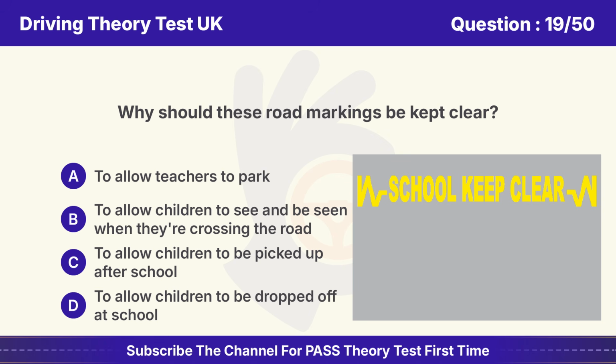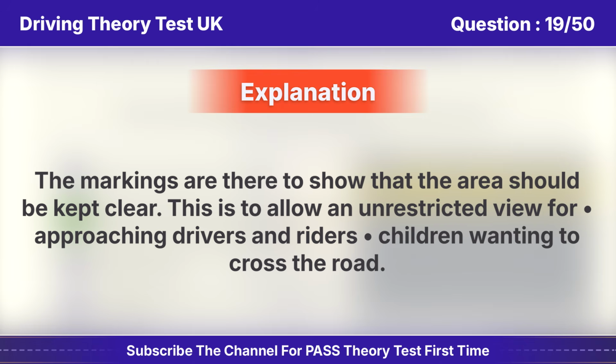Question 19. Why should these road markings be kept clear? Answer is B. To allow children to see and be seen when they're crossing the road. The markings are there to show that the area should be kept clear. This is to allow an unrestricted view for approaching drivers and riders or children wanting to cross the road.